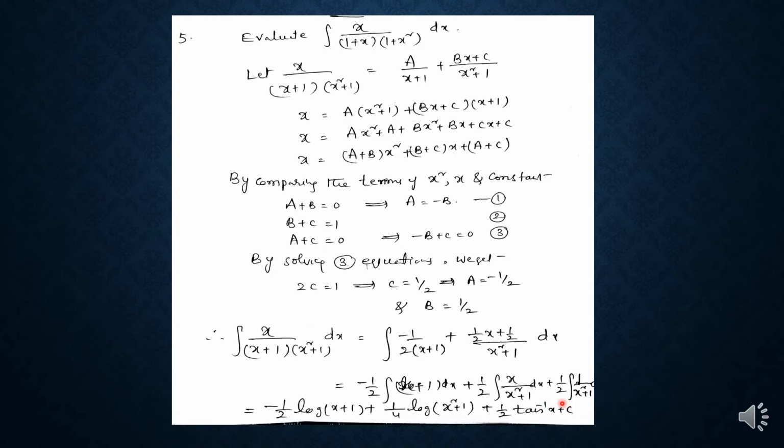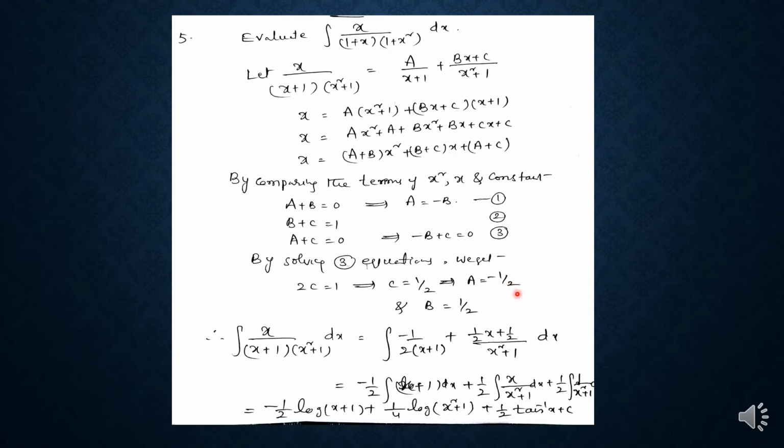Plus the third term is 1 by 2 into integral 1 by 1 plus x square dx, which is the standard form, that is tan inverse x. So 1 by 2 into tan inverse x plus c. So the solution is minus 1 by 2 into log of x plus 1, plus 1 by 4 into log of x square plus 1, plus 1 by 2 into tan inverse x plus c.